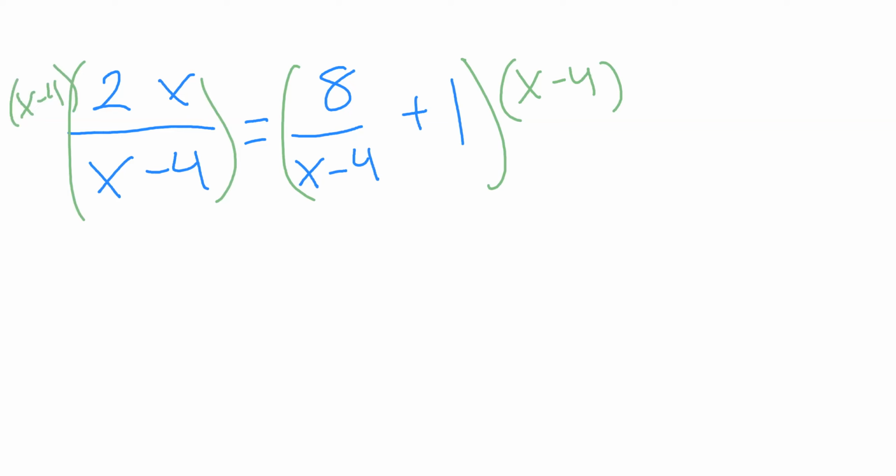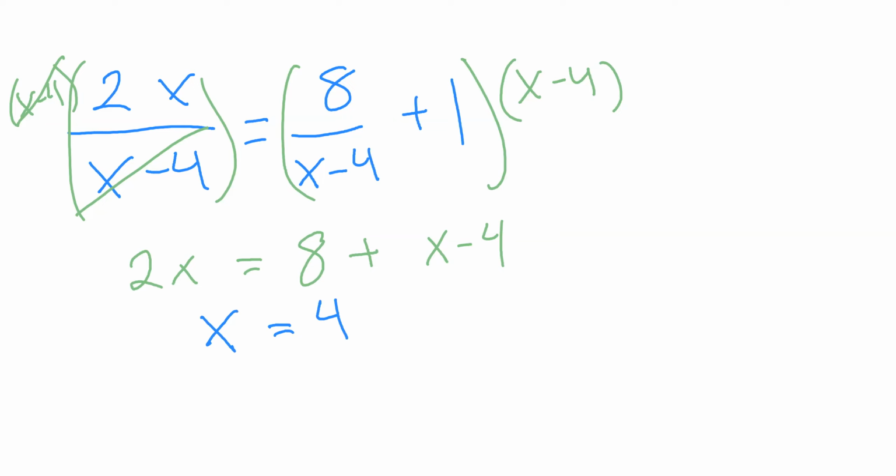On the left-hand side, it's going to cancel out. We're going to end up with 2x. On the right-hand side, we're going to end up with 8 plus 1 times x minus 4, which is just x minus 4. And we don't need parentheses. Let's simplify by subtracting x from both sides. And we're going to end up with x equals 4.